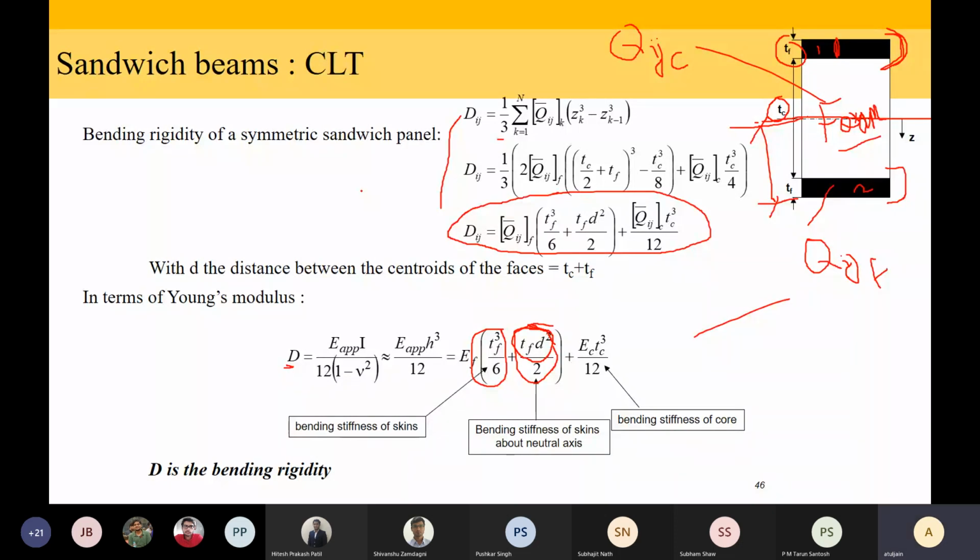What is the Kirchhoff-Love assumption? Classical lamination theory, very first lecture, we learned about the Kirchhoff-Love assumption, that a line which is straight and perpendicular to the central line remains straight and perpendicular to the central line even after deformation. And then we said that this assumption is valid when certain conditions are satisfied. What are those conditions?